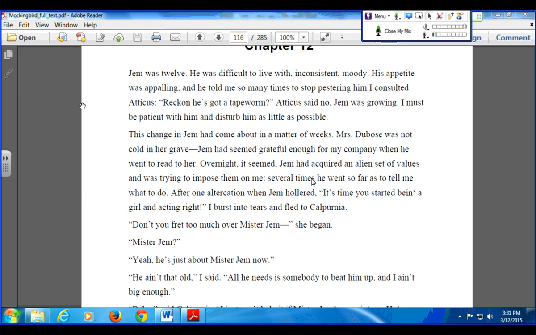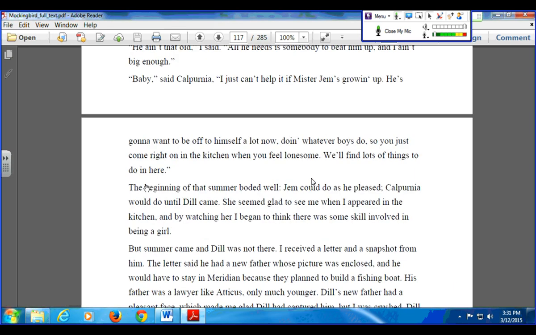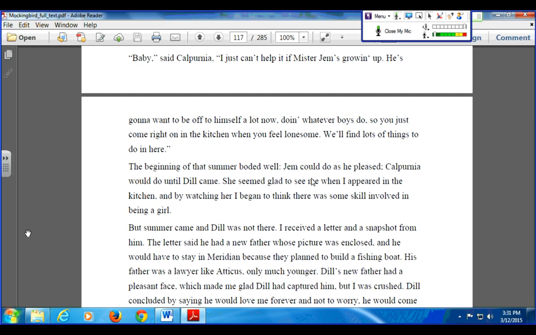Don't you fret about Mr. Jem, she began. Mr. Jem? Yeah, he's just about Mr. Jem now. He ain't that old, I said. All he needs is somebody to beat him up, and I ain't big enough. Baby, said Calpurnia, I just can't help it if Mister Jem's growing up. He's gonna want to be off by himself doing whatever boys do. So you're just gonna have to come in the kitchen here when you feel lonesome. We'll find lots of things to do in here.